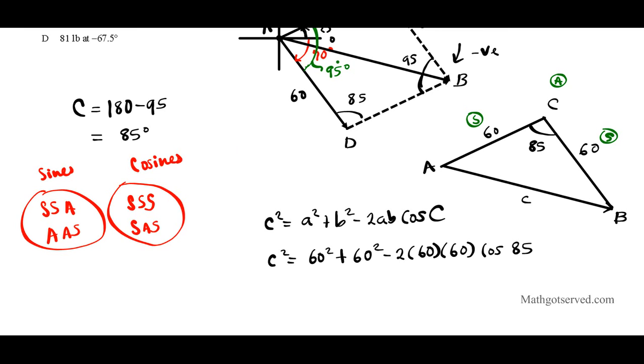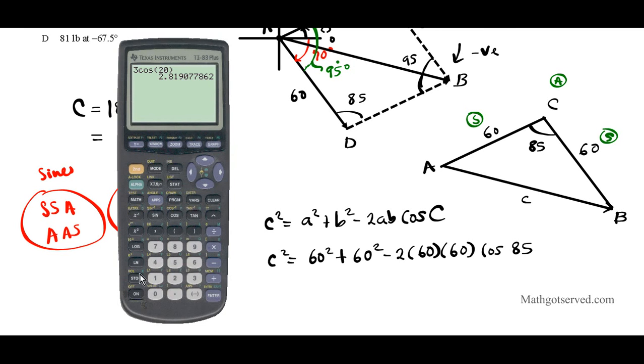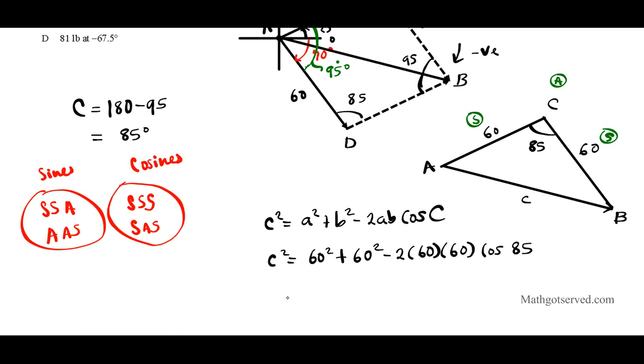Let's see, where's my calculator? There you go. Okay, so we have 60 squared plus 60 squared minus 2 times 60 times 60 cosine 85. Okay, and the answer is 6572.48. So let's write out 6572.48. So that's the value of c squared.